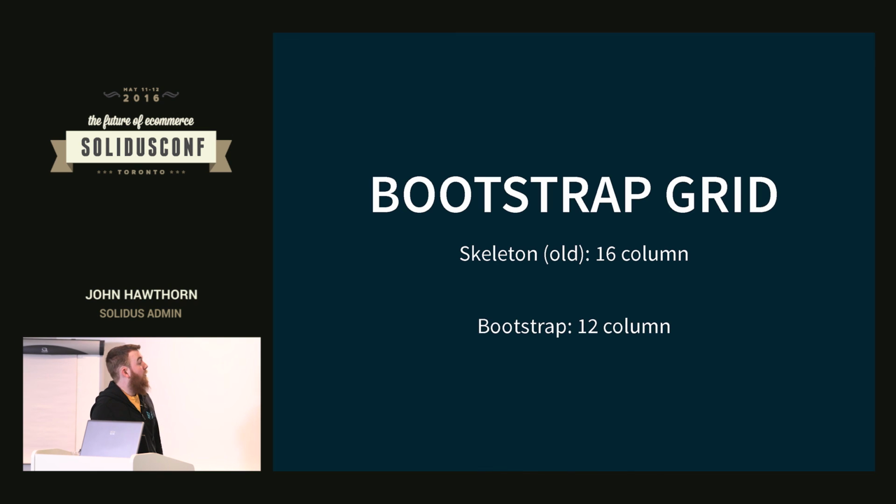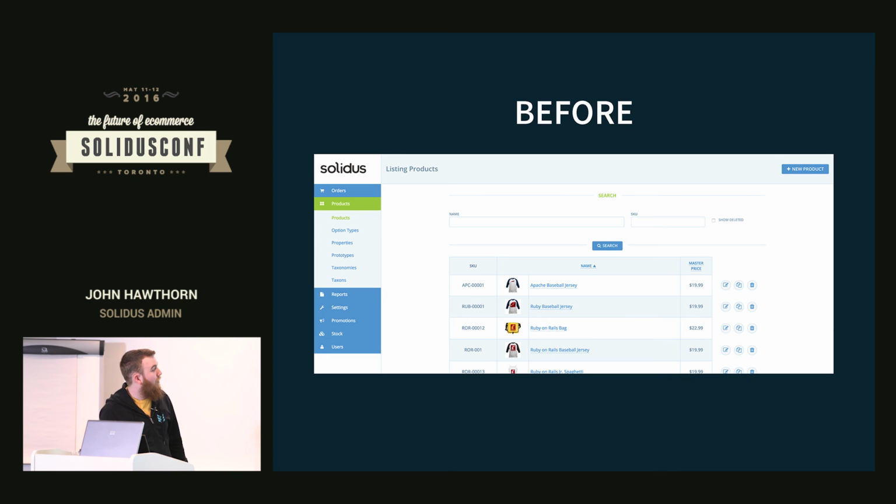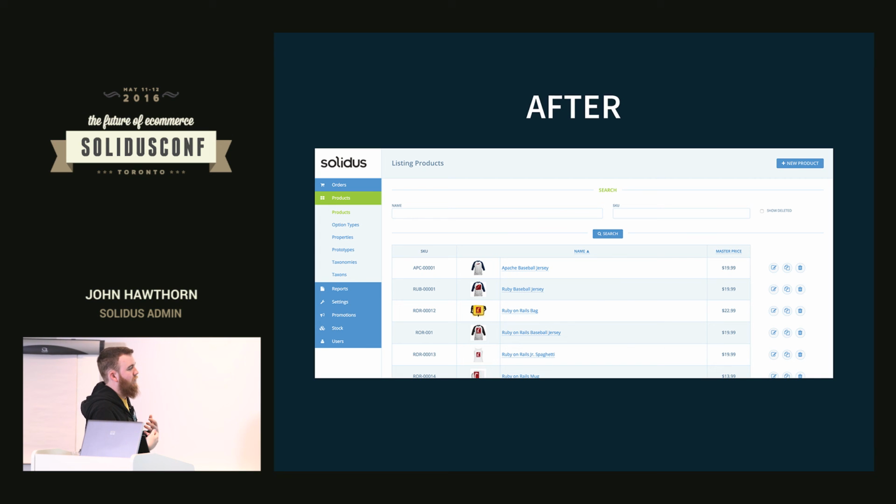We're switching from Skeleton, which is our old 16-column grid, to our new Bootstrap 12-column grid. If anyone's unaware why 12 columns is way better, it divides by 3. As well, at the same time, we're able to make better use of the white space on the page, as Bootstrap has more options for us, like having a more responsive grid that takes up the full width.